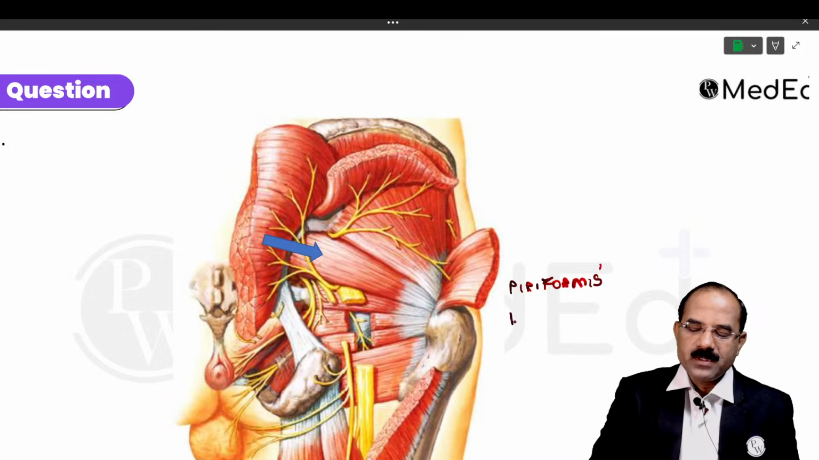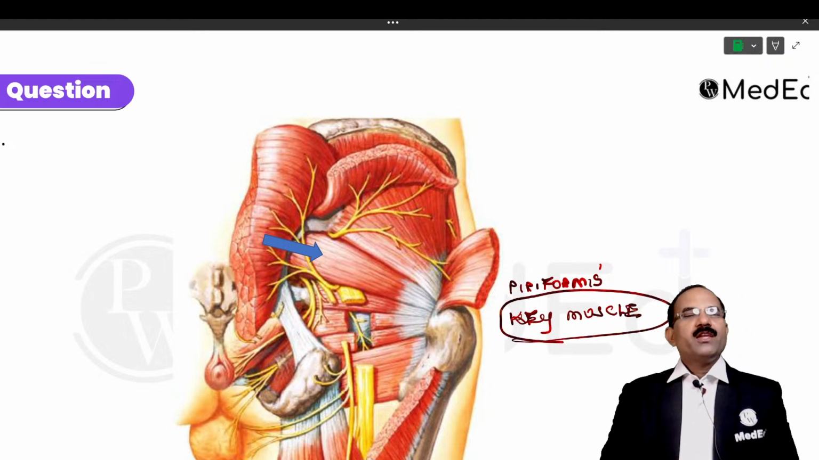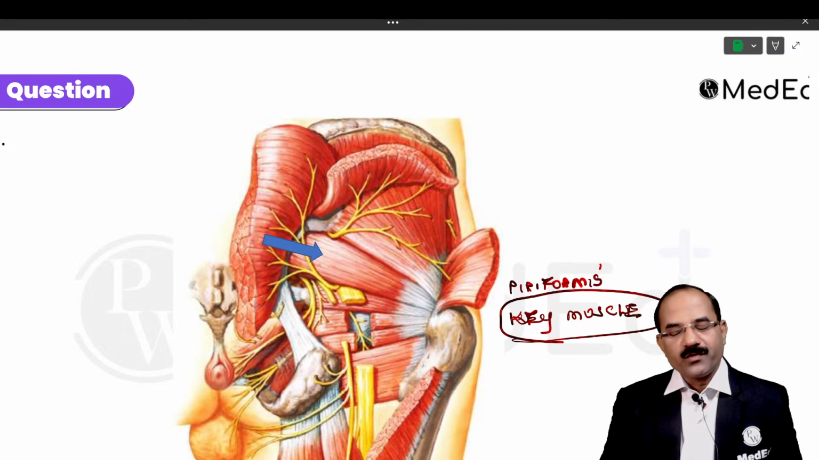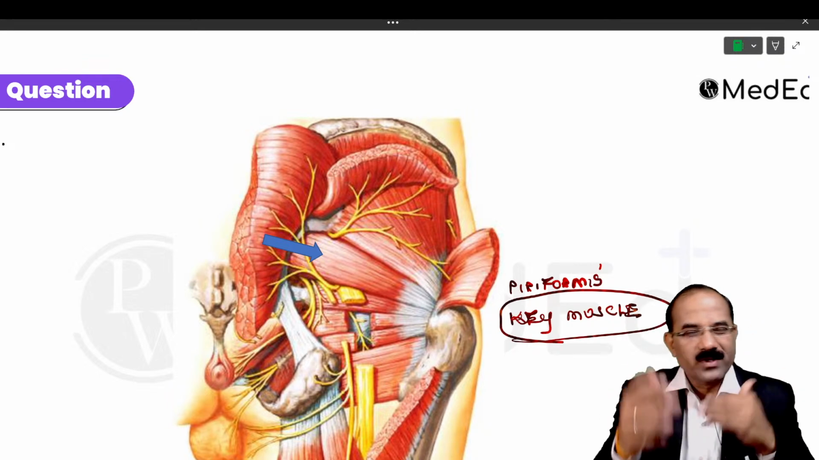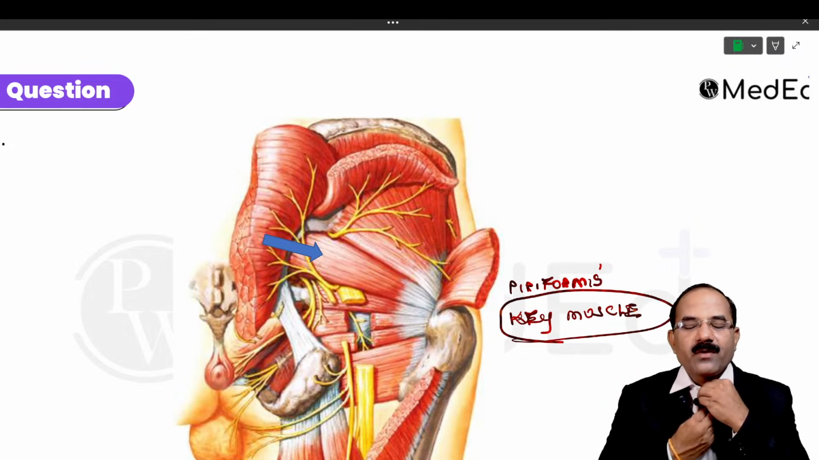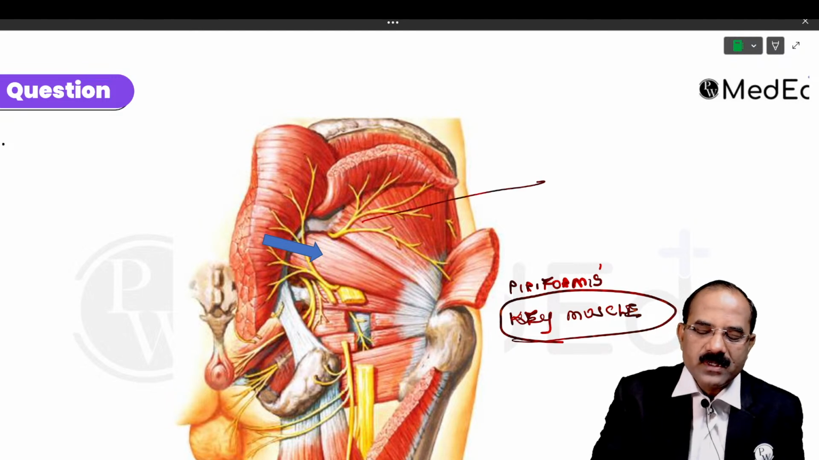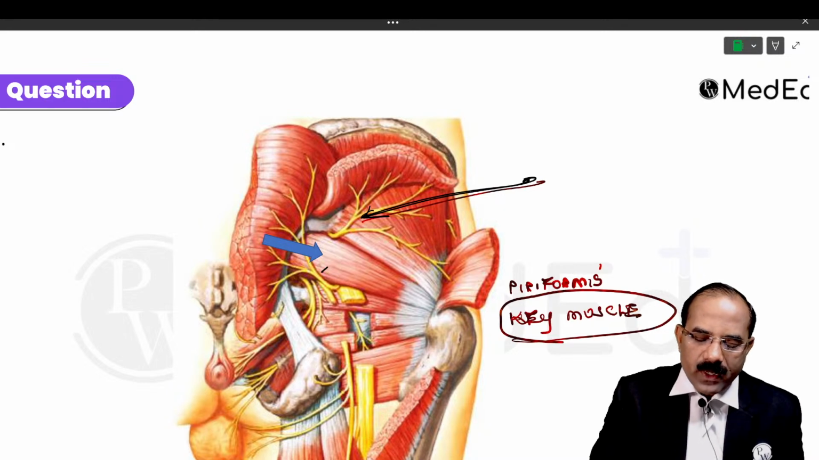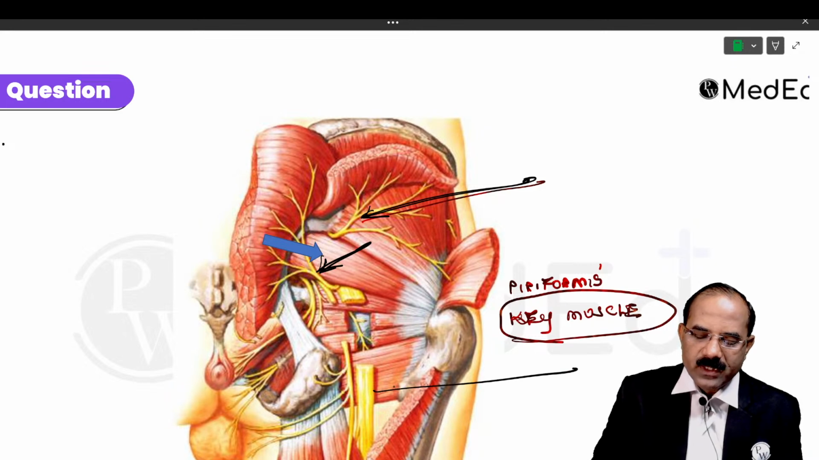And this piriformis is known as the key muscle of the gluteal region. Children, piriformis is known as the key muscle of the gluteal region because all the structures are concentrated around the piriformis. Very good all of you, children, very good. Can anyone answer this? What is this nerve? That's the superior gluteal nerve. This will be the inferior gluteal nerve. What is this nerve? Can anyone tell me what is this nerve? That's the sciatic nerve.